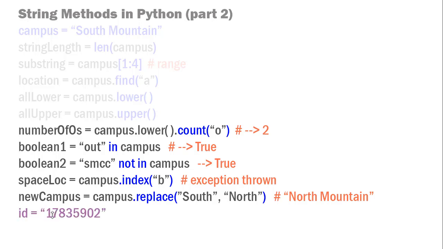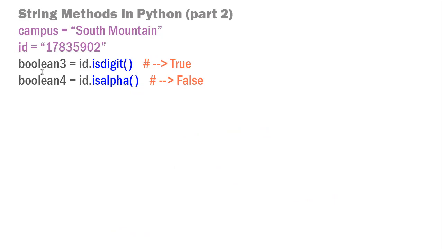I've got another string here called ID, which I assigned a value that's all numeric. And there is a Boolean method called isDigit that returns true or false if the string contains only numeric digits. There's also an isAlpha, and the isAlpha returns true or false if these are only alphabetic characters, no digits, no numbers, no punctuation, only A through Z. It can be uppercase or lowercase. And there's also an isAlnum, which contains numbers and alphabetic characters.